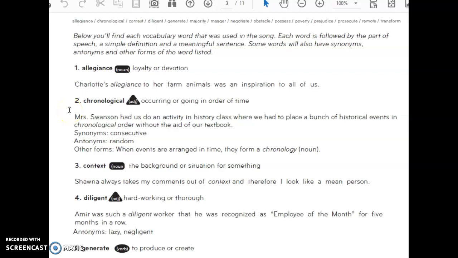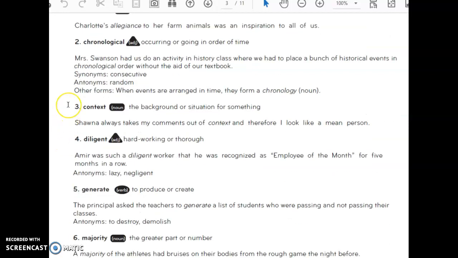Chronological means it's occurring or going in order of time. So you often hear chronological order means it's going in order of the time that it happened. Mrs. Swanson had us do an activity in history class where we had to place a bunch of historical events in chronological order without the aid of our textbook. So synonyms, we have consecutive, antonyms, random. Other forms, when events are arranged in time, they form a chronology. So chronological just means it happens in order of the time.